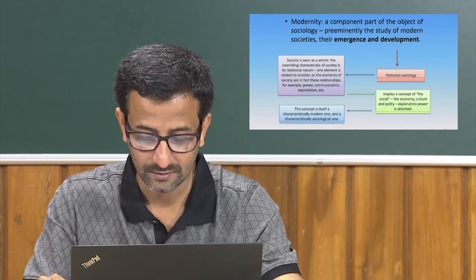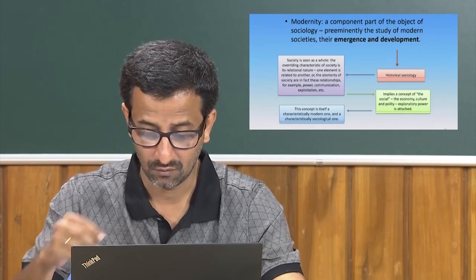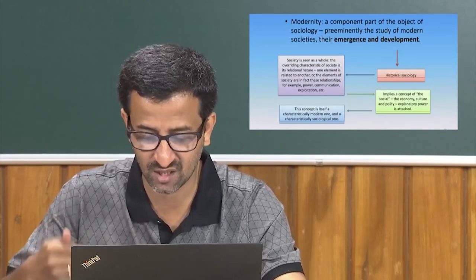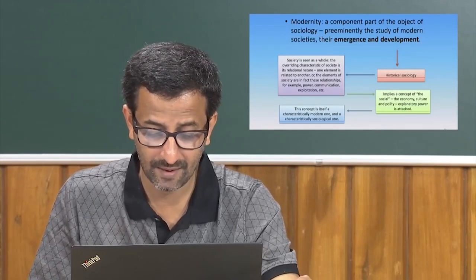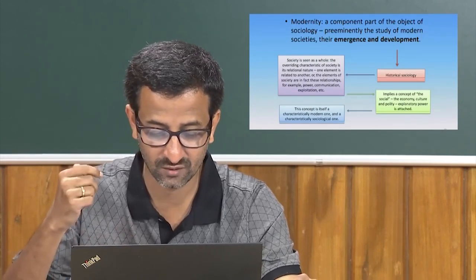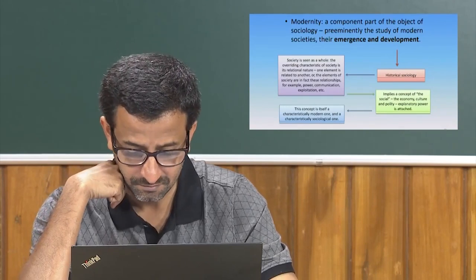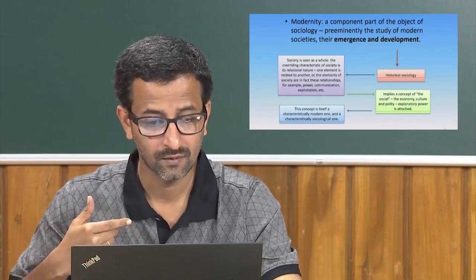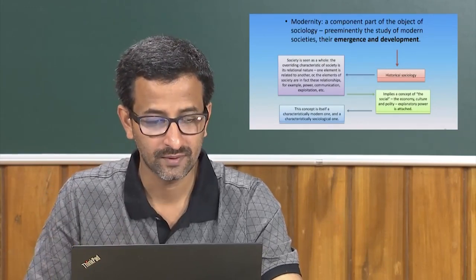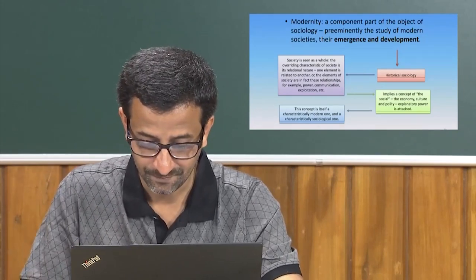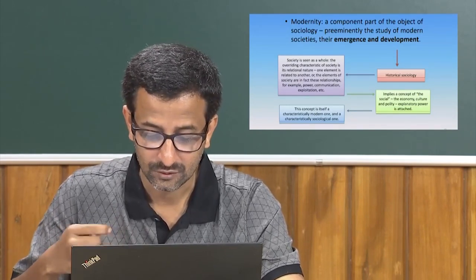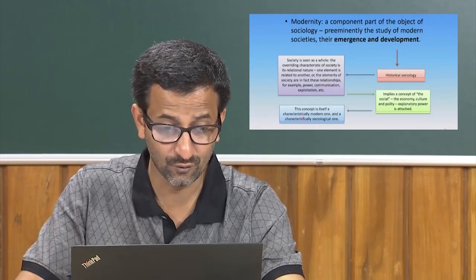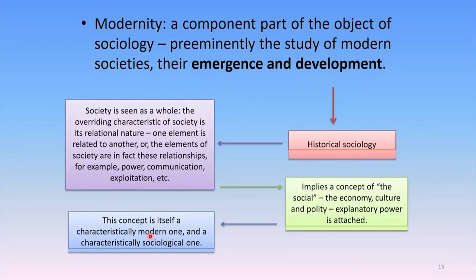But all of this implies a concept of the social, whether or not this is the word used, or we shall see that culture, politics, economics are often transferred onto the social. That is to say, they are given the same extension and range of explanatory power that we associate with the concept of the social. The concept is itself a characteristically modern one, and as sociology is a modern activity, this concept is also characteristically a sociological one.